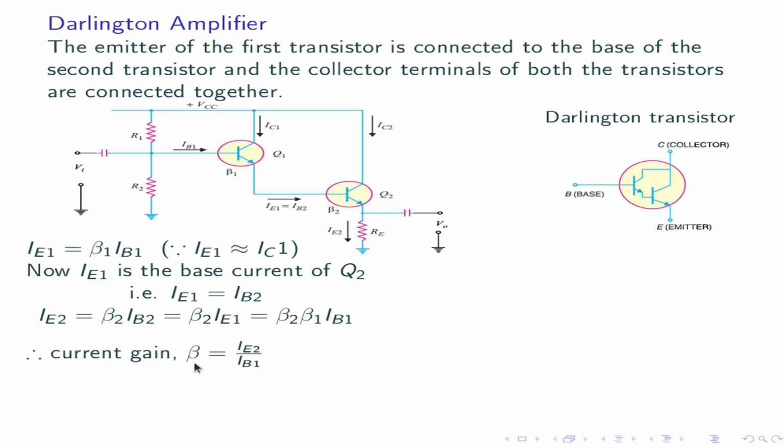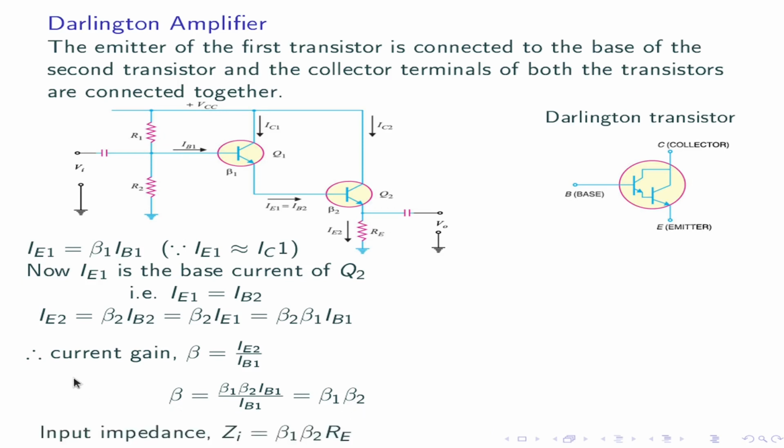Therefore, current gain beta is equal to IE2 by IB1, that's equal to beta 1 beta 2 IB1 by IB1, that's equal to beta 1 into beta 2. Thus, in Darlington amplifier, the net current gain beta is equal to beta 1 into beta 2, much higher than the emitter follower. Input impedance Zi is equal to beta 1 beta 2 RE. It is also much higher than the emitter follower. If we want more input impedance than emitter follower, we can use Darlington amplifiers, or Darlington pair, or we can use Darlington transistor.